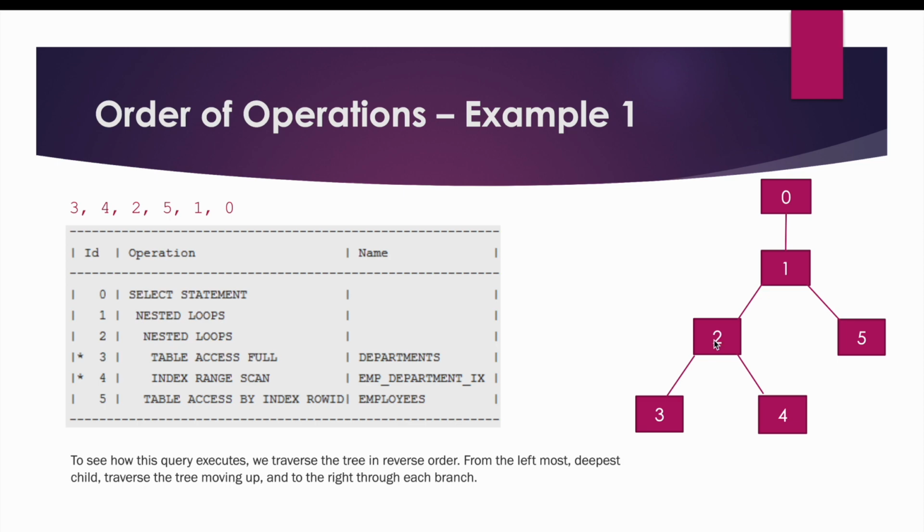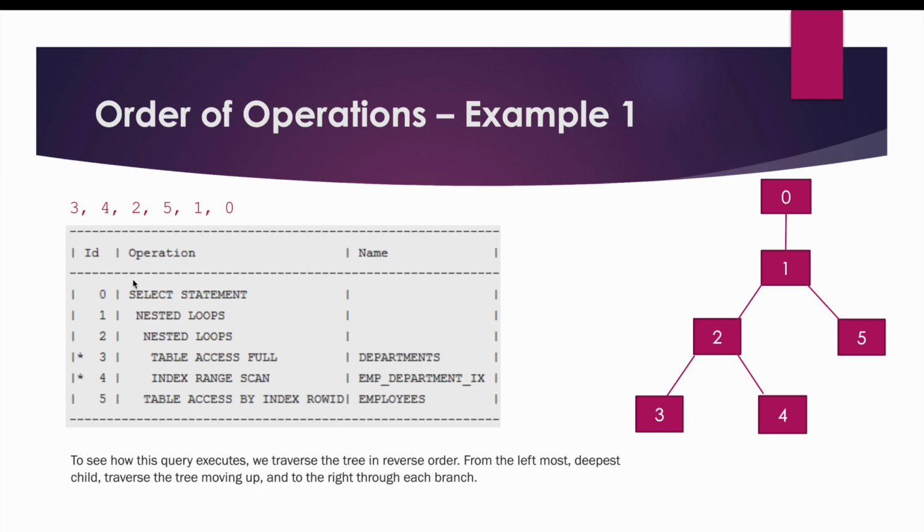But in order to execute 2, we need operation number 4 also to be executed. So after 3, operation number 4 will execute, then operation number 2, and then operation number 1 should execute. But in order for operation number 1 to execute, its child, operation number 5, should also be executed. So after operation number 2, operation number 5 will execute, then operation number 1, and since it has only one parent, that is 0, after operation number 1, operation number 0 will get executed. So this is how you read the operation using the parent-child relationship tree.